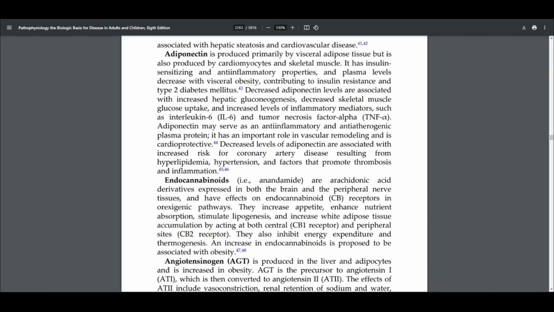Adiponectin may serve as an anti-inflammatory and anti-atherogenic plasma protein. It has an important role in vascular remodeling and is cardioprotective. Decreased levels of adiponectin are associated with increased risk for coronary artery disease, resulting from hyperlipidemia, hypertension, and factors that promote thrombosis and inflammation.